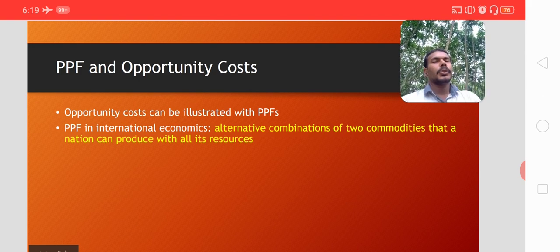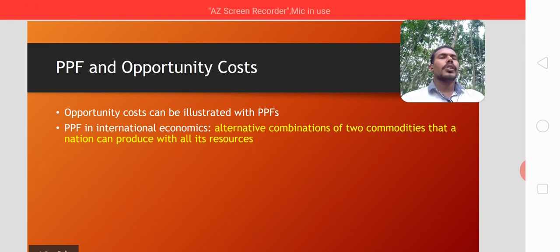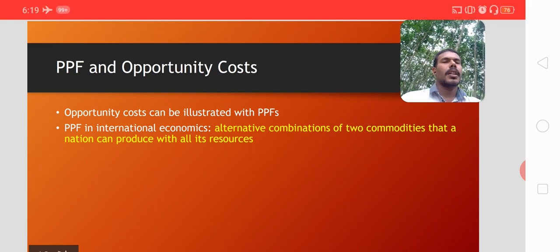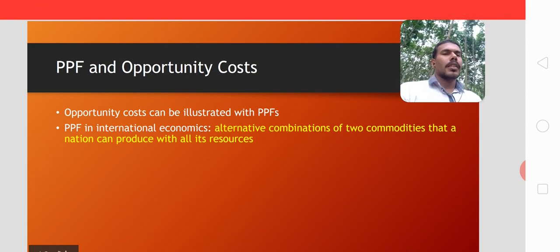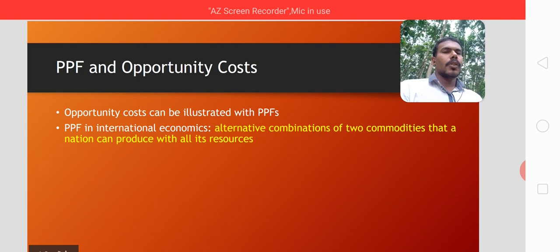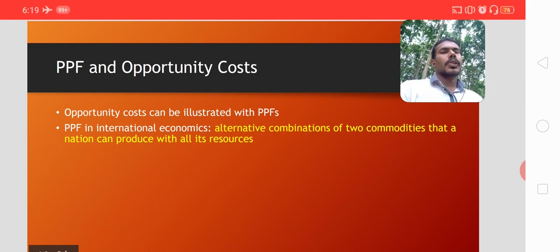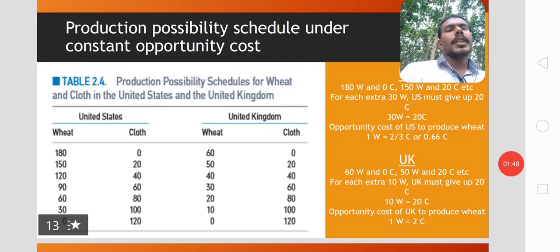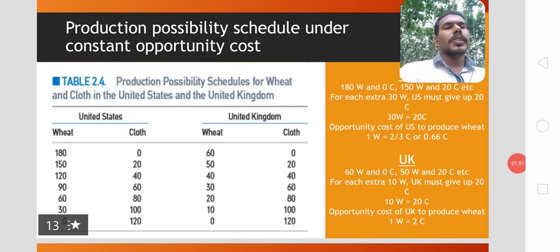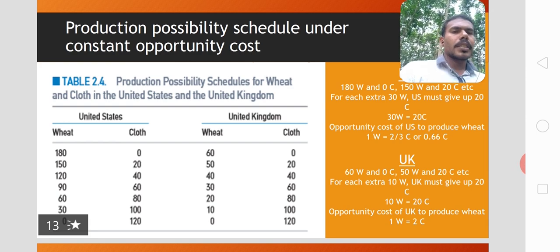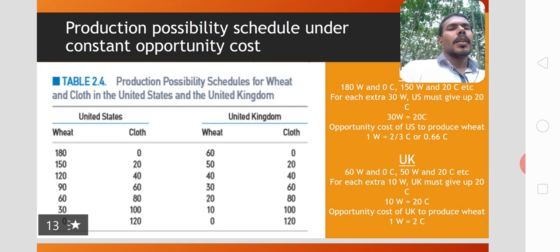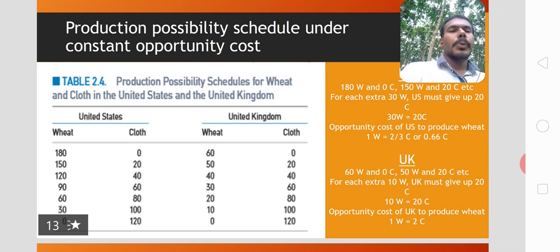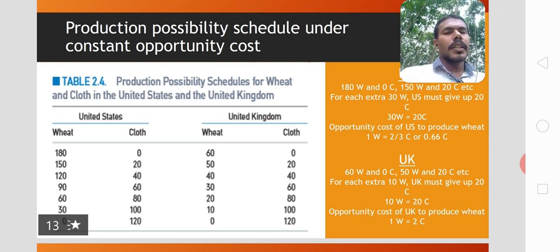So here we are going to explain how the gainful trade happens between two nations on the basis of comparative differences in opportunity cost using the production possibility frontier. So in our example, we have two nations, United States and United Kingdom. Before international trade, both nations produce both commodities in tandem. So United States and United Kingdom produce both wheat and cloth at the same time.